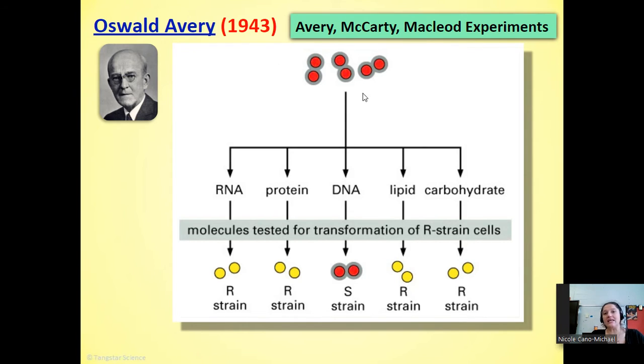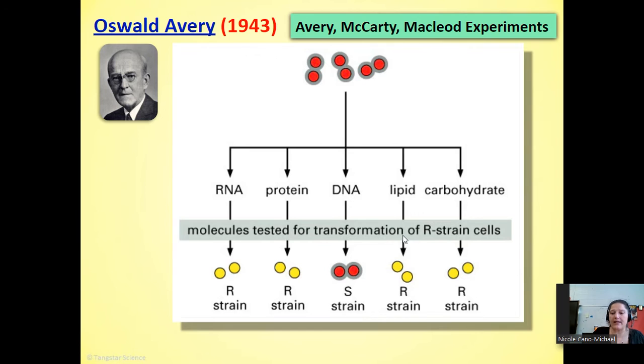And he added this heat-killed bacteria to this R strain just like Griffith did. And we know that if we combine heat-killed S with live R, a transformation takes place, which then leads to the death of the mice. Okay, so we know this. So what is causing the transformation? That was his question. So again, there's only 4 macromolecules. There's the nucleic acids, RNA and DNA. There's proteins, there's lipids, there's carbohydrates. One of those has to be causing the transformation.